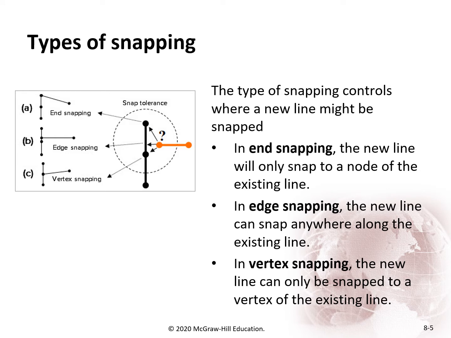So there's different types of snapping: end snapping, edge snapping, and vertex snapping. End snapping takes it to the end of the line. Edge snapping takes it straight into the line itself, and vertex snapping takes it to the nearest vertices within the area. And there's a more formal written explanation of what I'm saying.